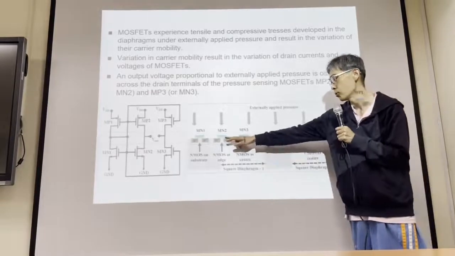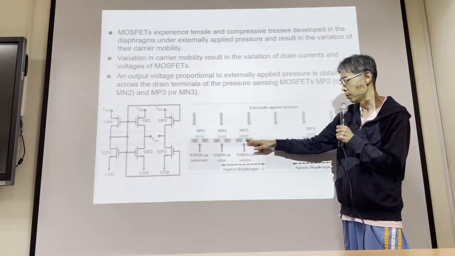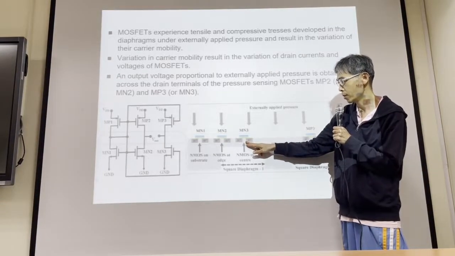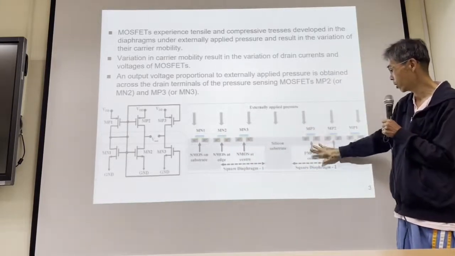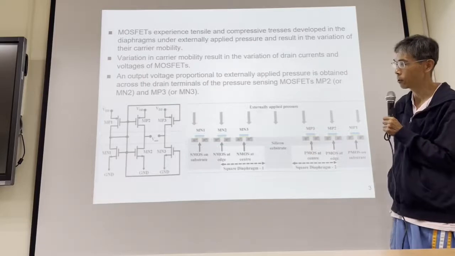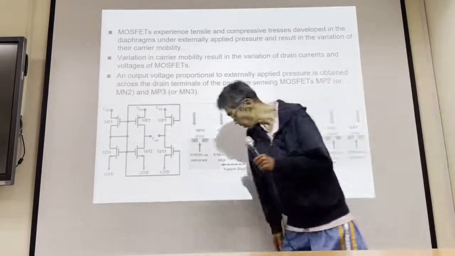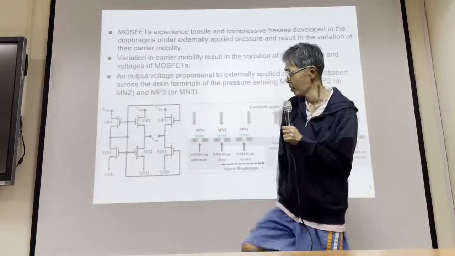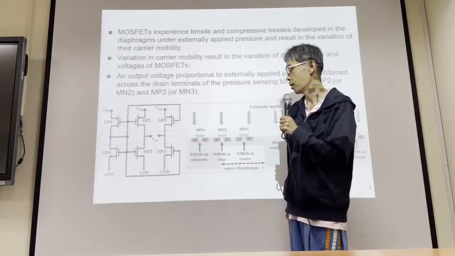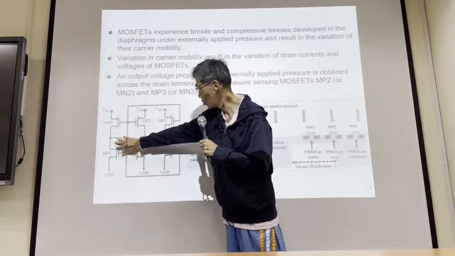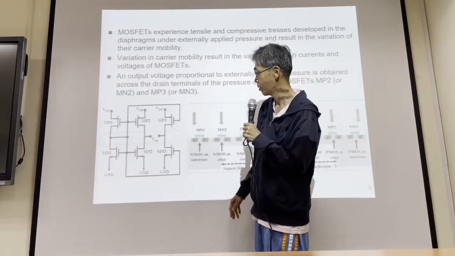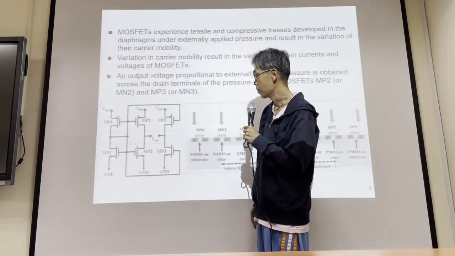So we have two NMOS that will be influenced by the air pressure, and two PMOS that will be influenced by the air pressure. And this one is the circuit. We have current mirror 1, current mirror 2.